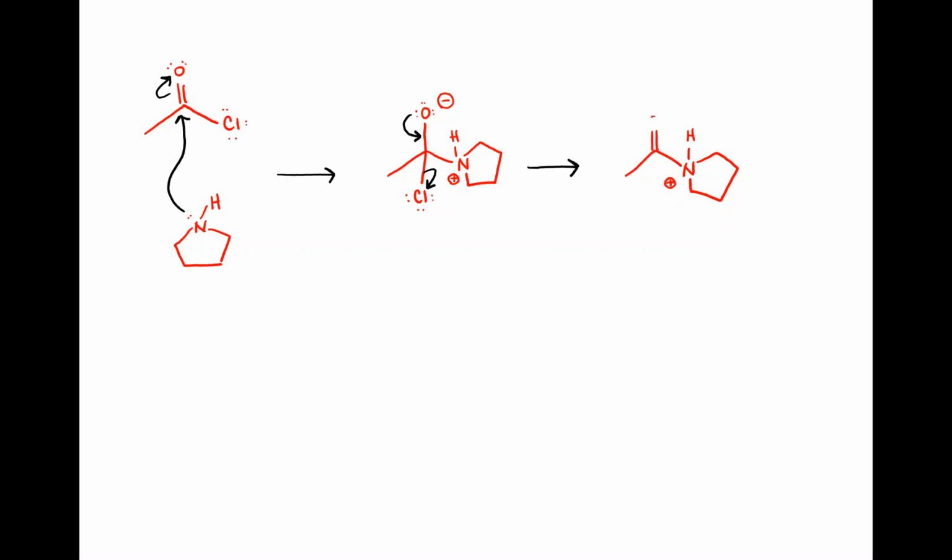That regenerates the carbonyl, and we'll show 1 chloride being formed. Because we have a second equivalent of amine, that's the best base in solution, and that will do the proton transfer. Which generates the product amide.